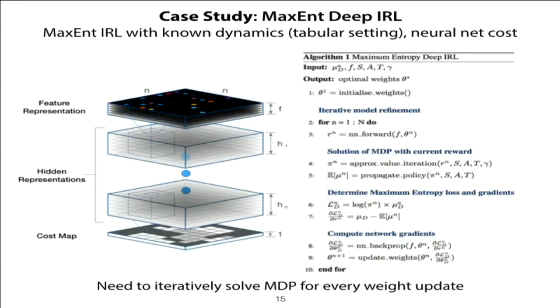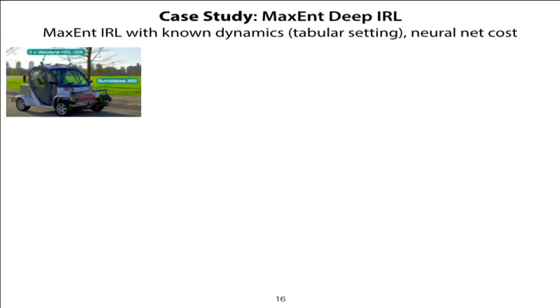And so note that, as before, you need to iteratively solve the MDP, iteratively solve for the optimal policy, as well as the state visitation frequencies for every weight update that you do for your neural network policy. Nonetheless, they were able to apply this to a fairly real-world problem.